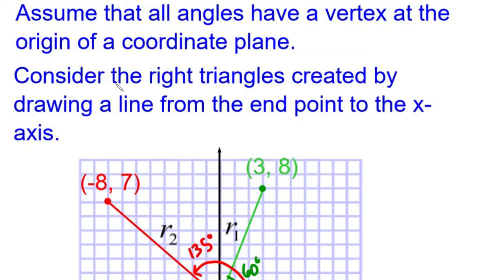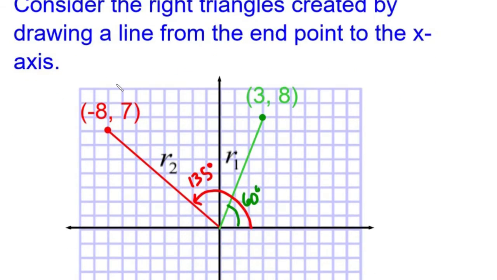Assume that all angles have a vertex at the origin of a coordinate plane. This is how we'll be dealing with the explanation of this classification here. Then consider the right triangles created by drawing a line from the endpoint to the x-axis.